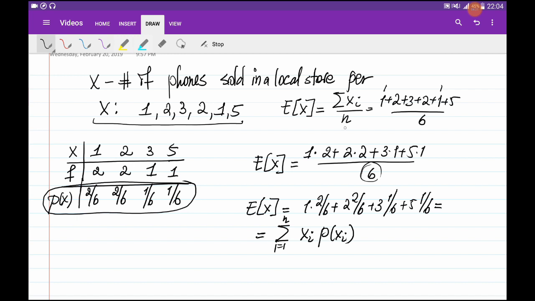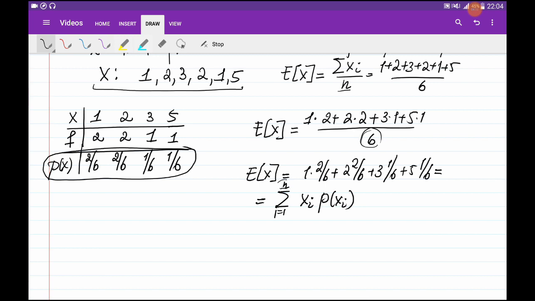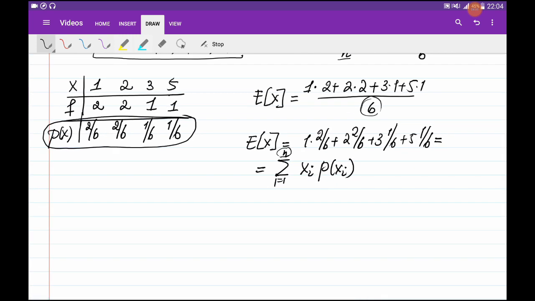I mean, you need to differentiate this n from this n. So here n is the number of the data, and this n is the number of possible different outputs of the random variable. What I want is I would like to calculate the expectation of some function of the random variable. Let's consider the function g of x, which will be just simply x squared.